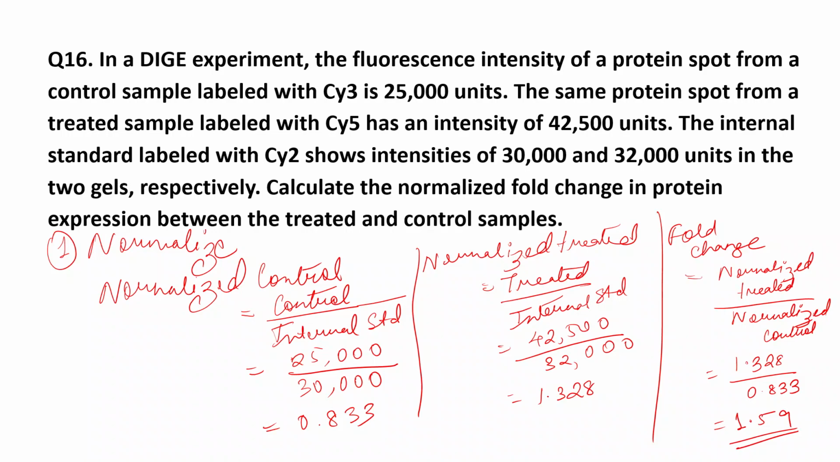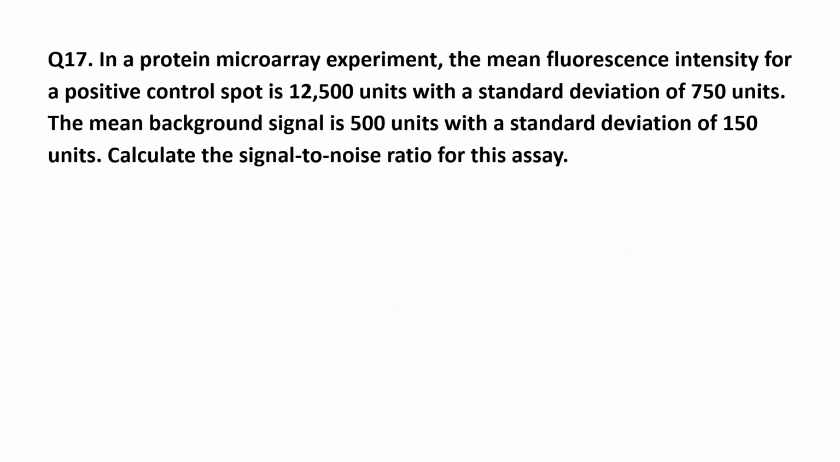Okay, in a protein microarray experiment, the mean fluorescence intensity for a positive control spot is 12,500 units with a standard deviation of 750 units. The mean background signal is 500 units with a standard deviation of 150 units. Calculate the signal to noise ratio for this assay.